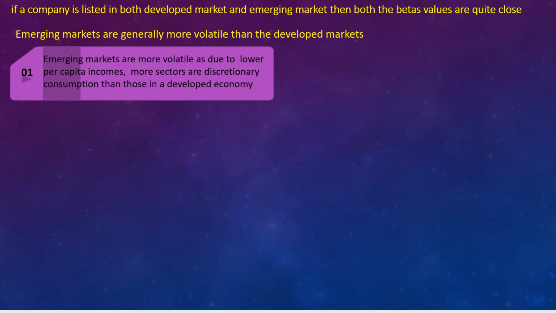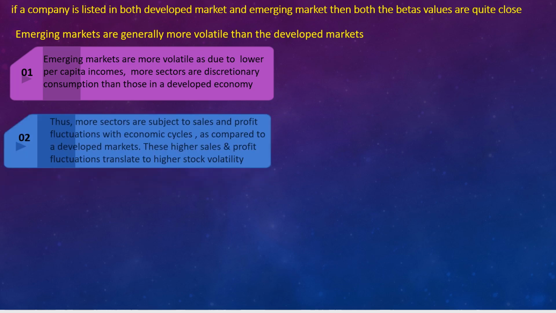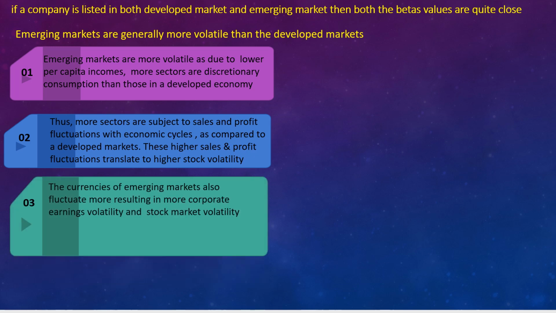Emerging markets are more volatile due to the lower per capita incomes. More sectors are discretionary consumption than those in the developed economy. Thus, more sectors are subject to sales and profit fluctuations with the economic cycles as compared to a developed market. These higher sales and profit fluctuations translate into higher stock volatility. The currencies of the emerging markets also fluctuate more, resulting in more corporate earnings volatility and stock market volatility.